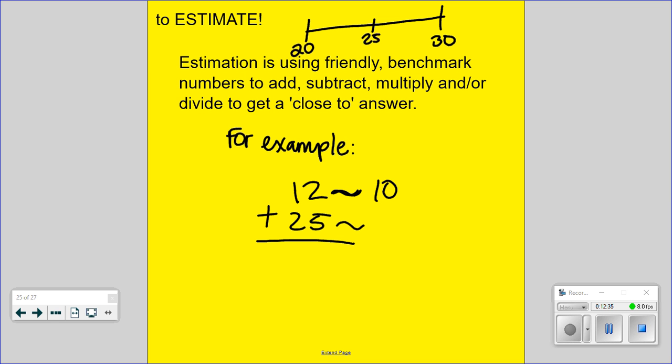Brayden? Well, good on iReady. I believe Miss Miller might have said that too. But hey, if you're listening to somebody, I'll take it. 25. If it's in the middle, it'll always round up to the higher benchmark number. So 25 is going to round to what, Brayden? 30. So my new equation is now 10 plus 30. Raise your hand if you think that's an easy math problem to solve. 10 plus 30. I think so too. Autumn, do you know what 10 plus 30 is? 40.